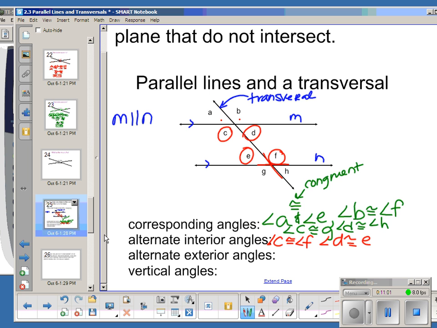So alternate exterior is very similar, except now we're on the outside of the parallel lines. We're still on opposite sides of the transversal. So angle A is an alternate exterior angle with angle H, so they are congruent. And see if you can find the other pair, angle B and angle G.